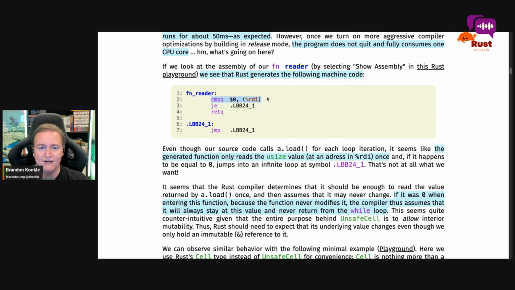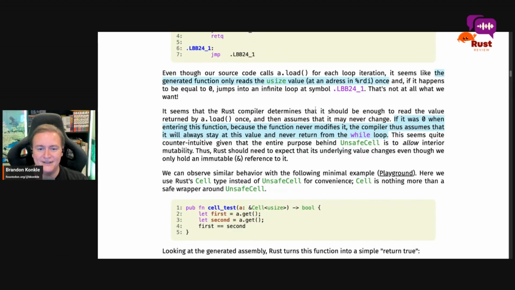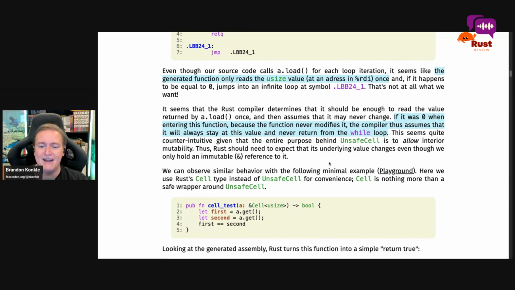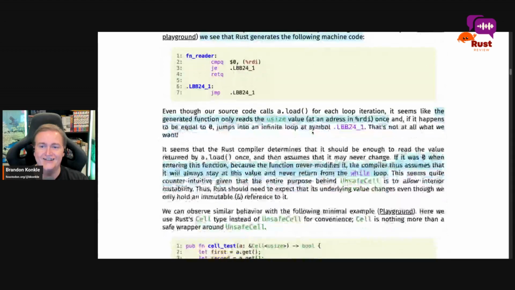So the RDI register it's reading from, if it happens to be 0, which it should at initialization, it'll jump into an infinite loop. This symbol here just keeps jumping to itself infinitely, because Rust determines that value that gets read should never change because the function never modifies it. So the compiler assumes that it will always stay at this value and optimizes it out. It never returns from the while loop because it assumes the function's not changing it, so it will never change.